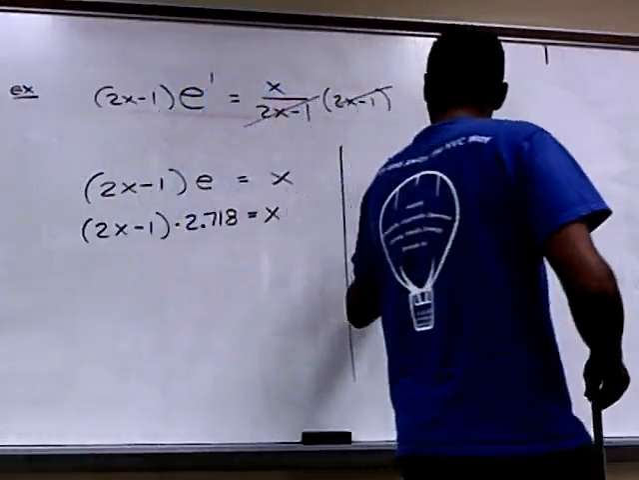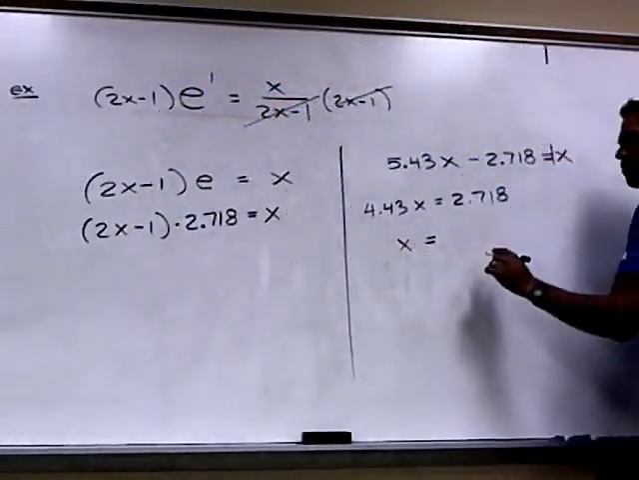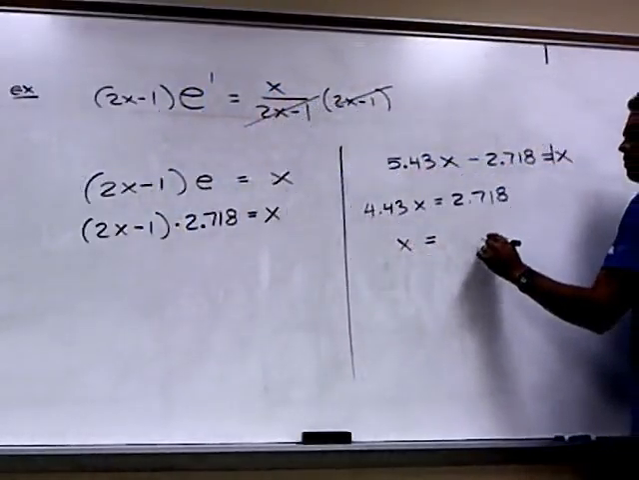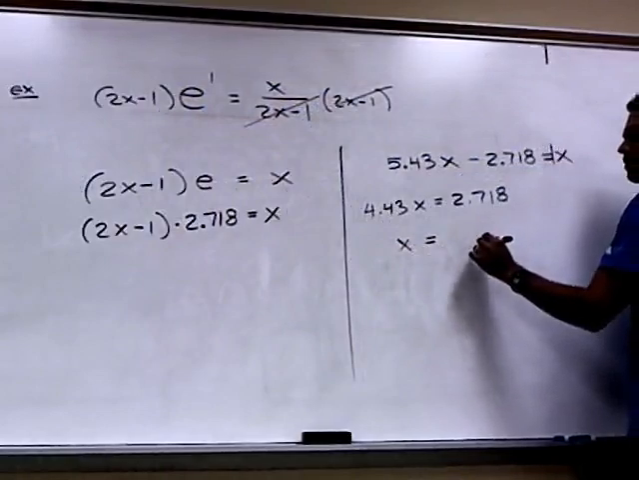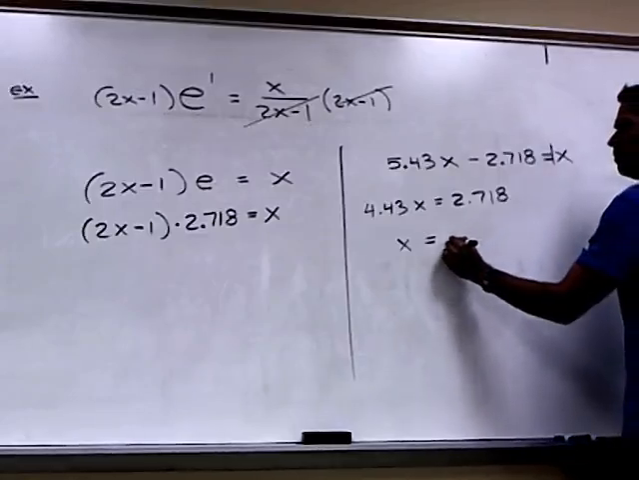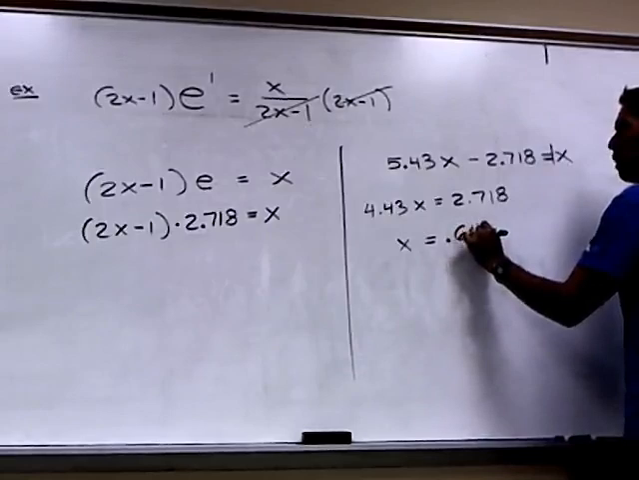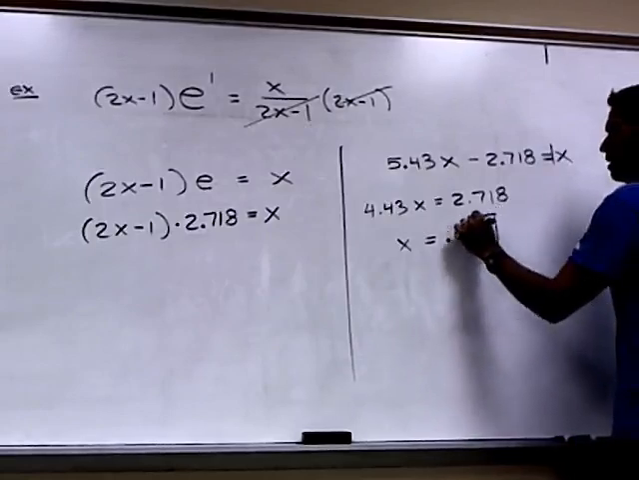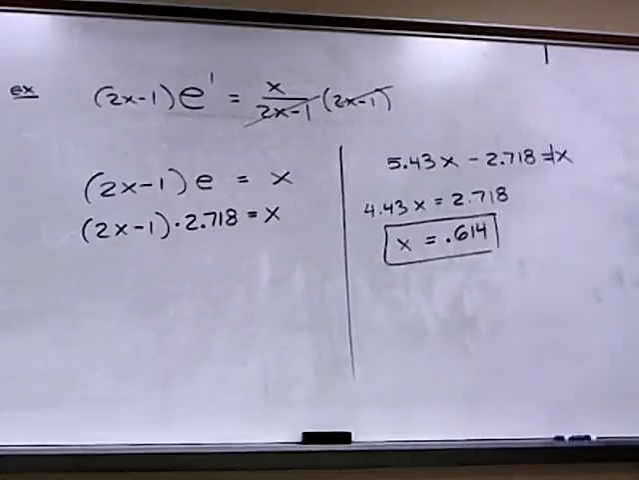What do you get? What is it? 0.614? Anyone else get that? Yeah?